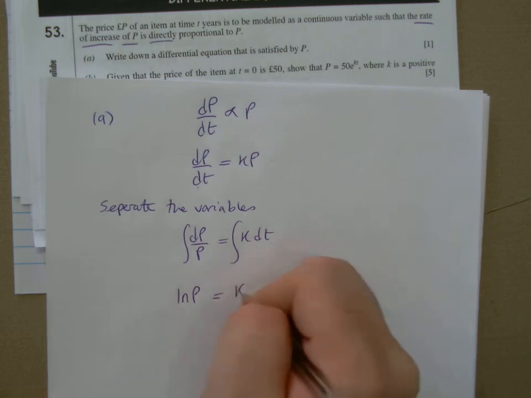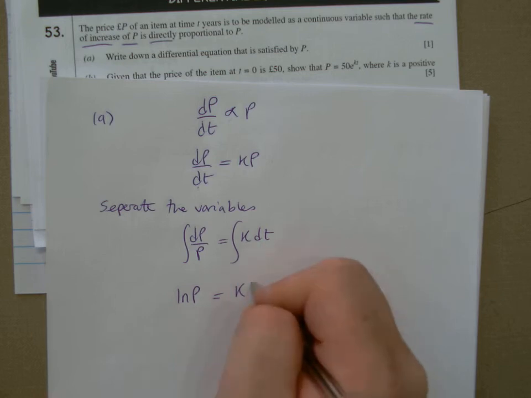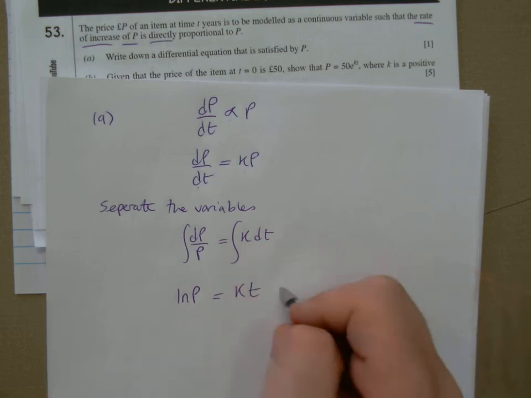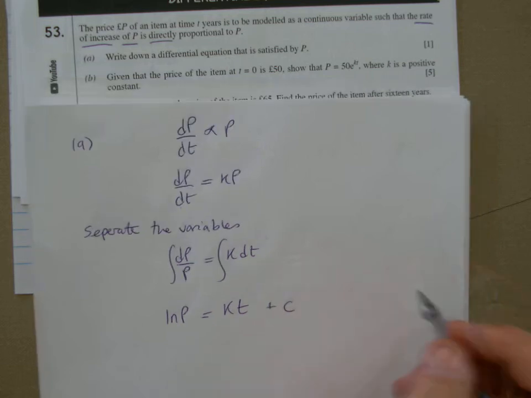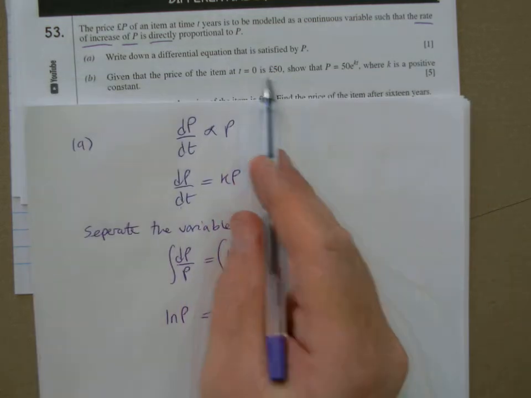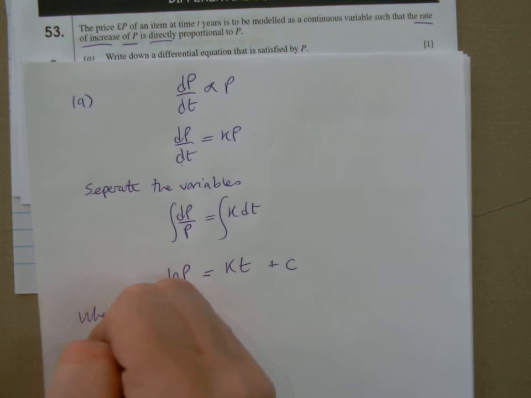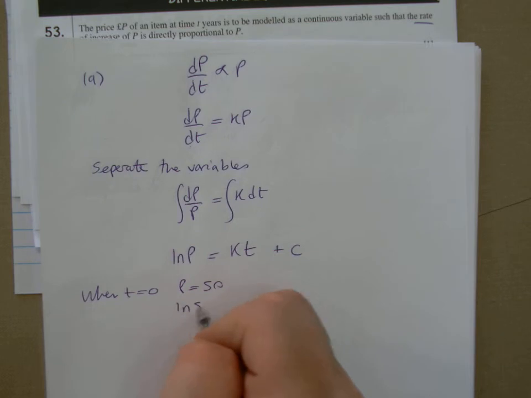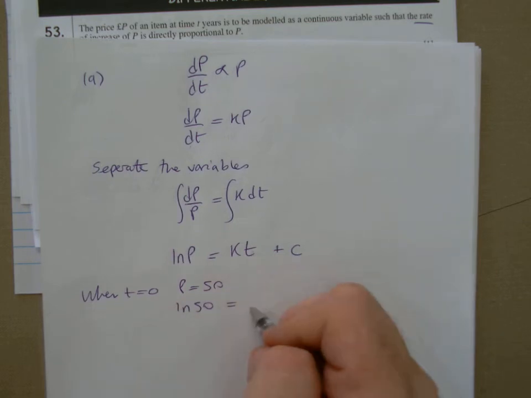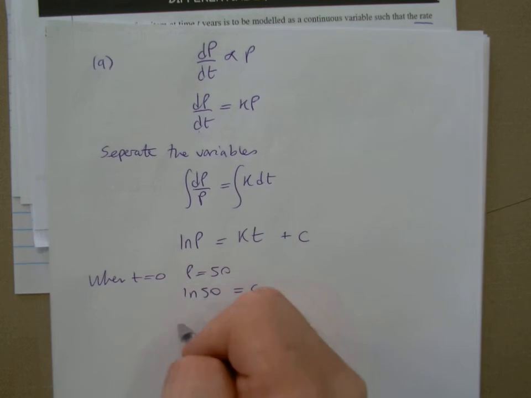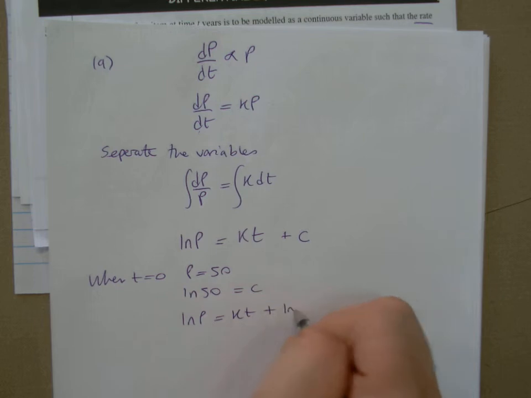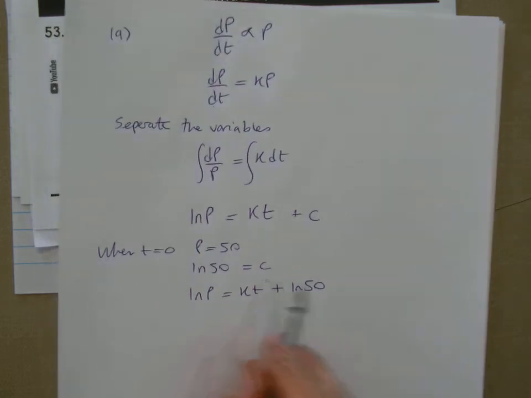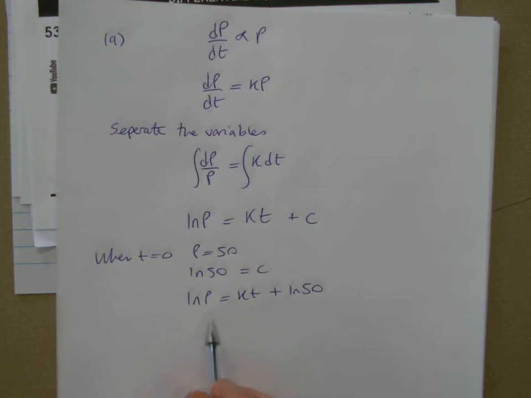K then, well, K is a constant, so integrating with respect to time will be kt, and then plus your constant C. Now we're told when t is 0, the price is £50. So when t is 0, P is equal to 50. So that means ln 50, because that's what P is when t is 0, so you get your constant to be ln 50. Now keep it as ln 50, don't work that out. Sub it into here. And then you can rearrange this in order to get what they want. So take the ln 50 over.